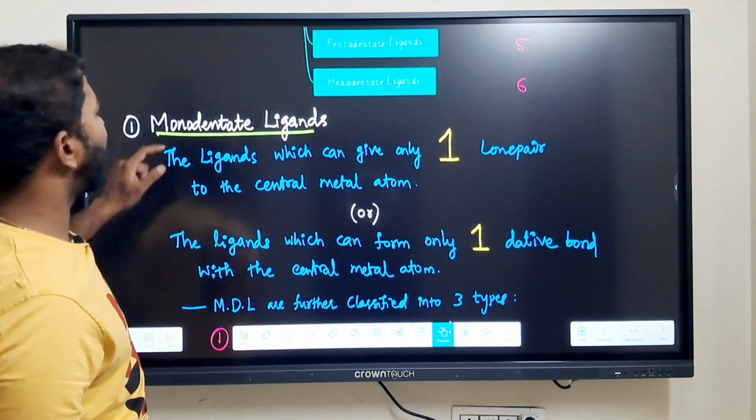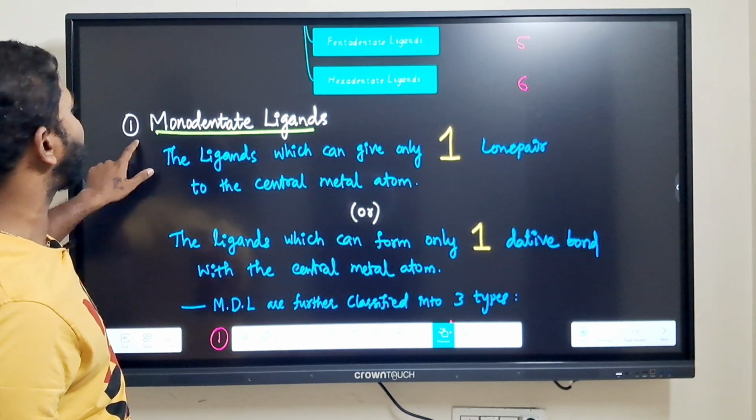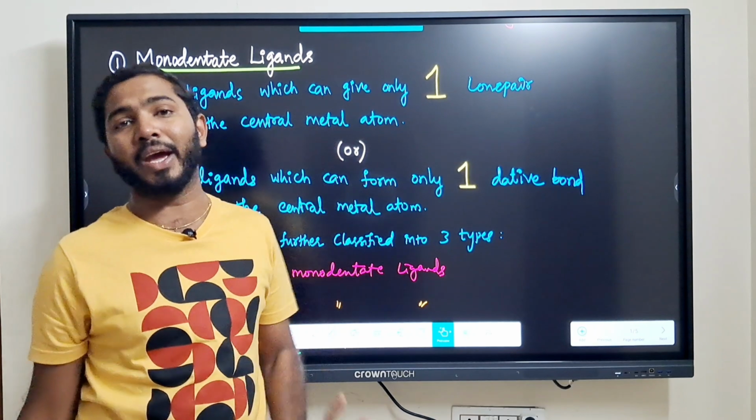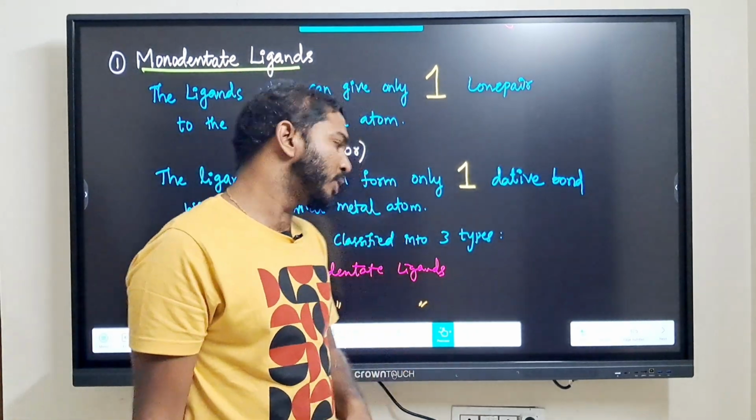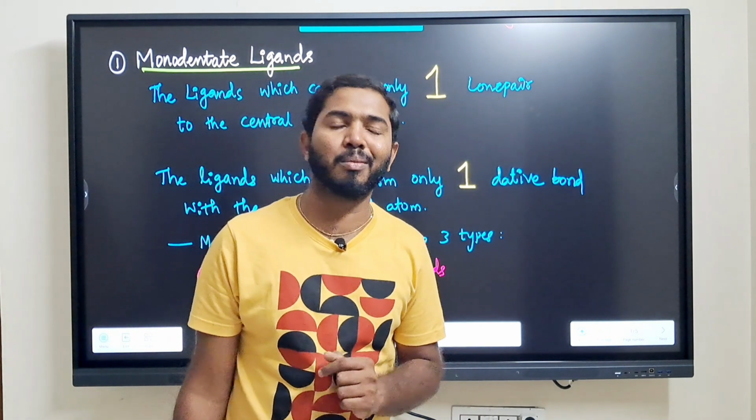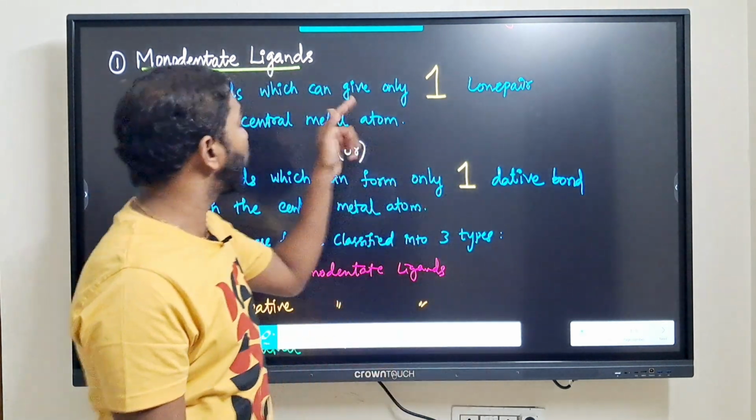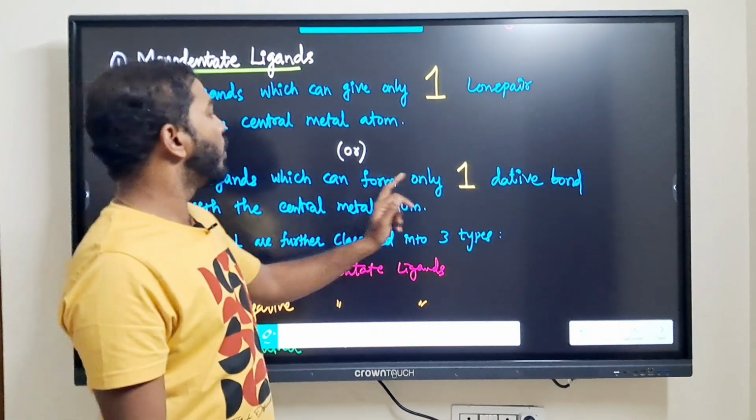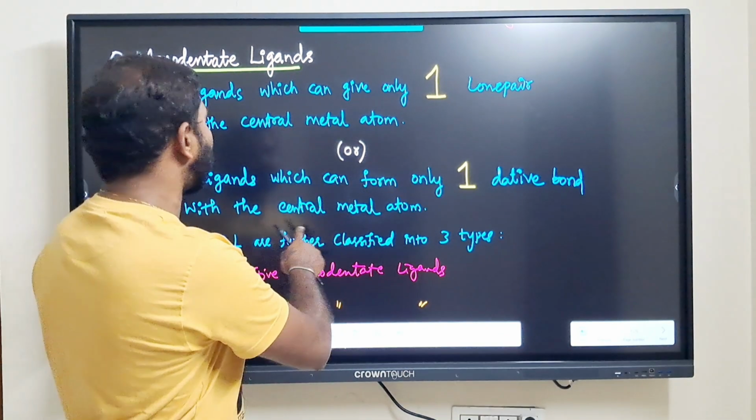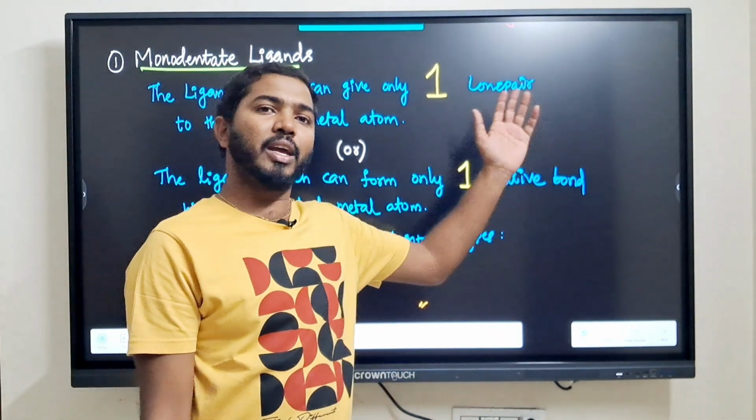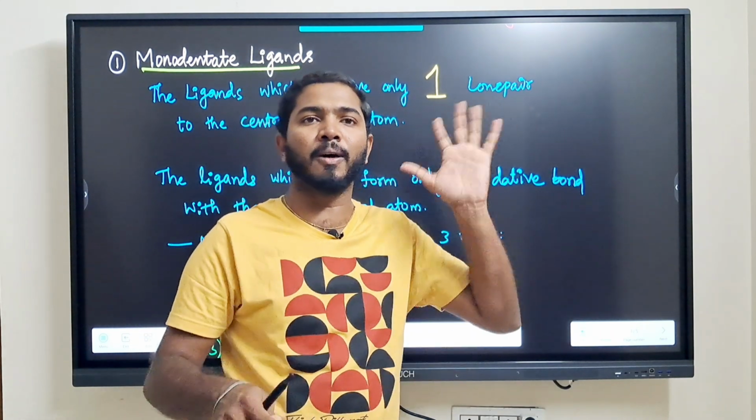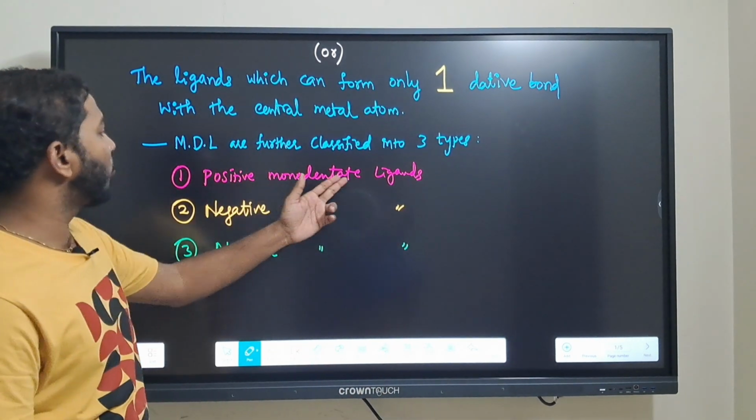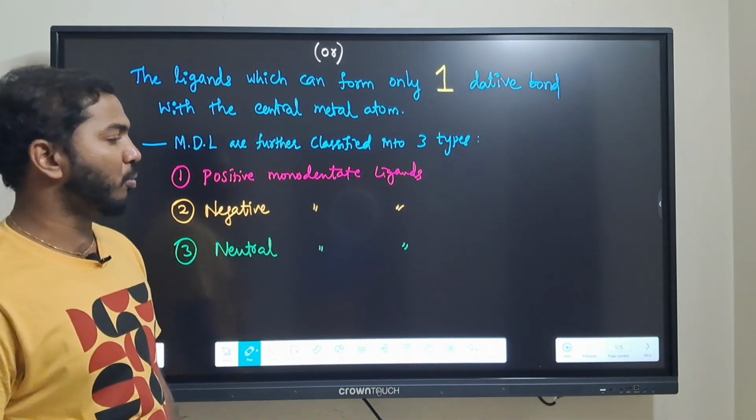If we move on to our next, monodentate ligands are further classified as you can see here. Ligands which can give only one lone pair to the central metal atom are called monodentate ligands. Or else we can define that in another way: the ligands which can form only one dative bond with the central metal atom. As I told you earlier, this particular definition best suits the monodentate ligands. Monodentate ligands are further classified into three types: positive monodentate ligands, negative monodentate ligands, and neutral monodentate ligands.